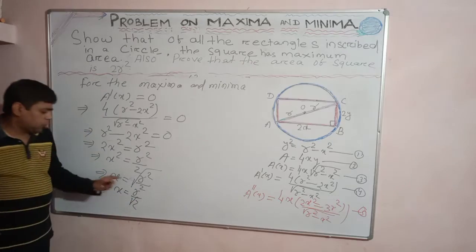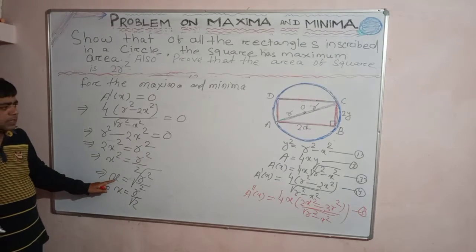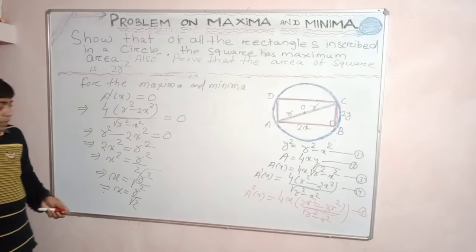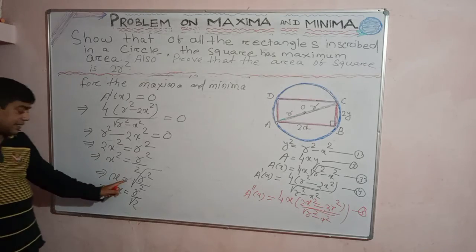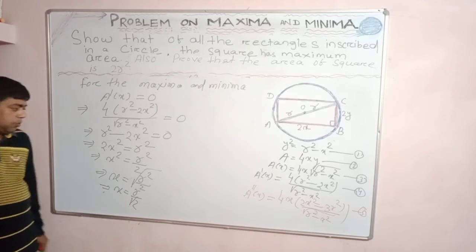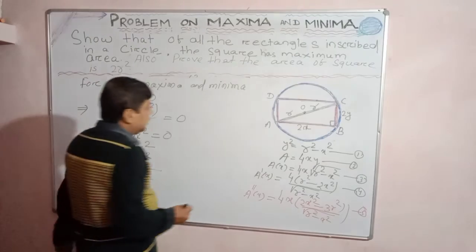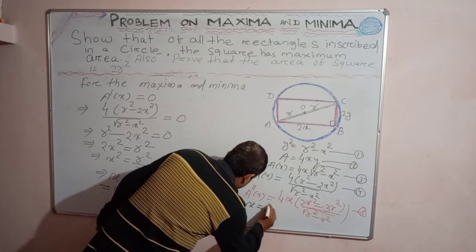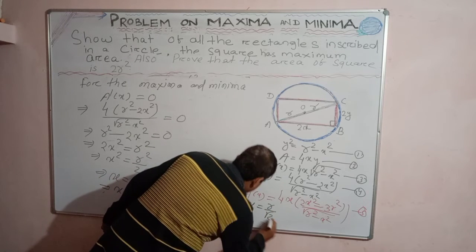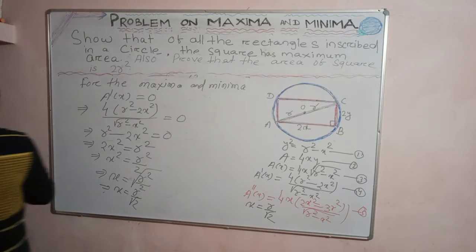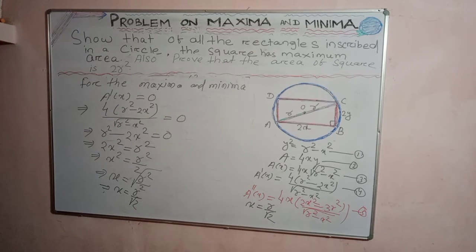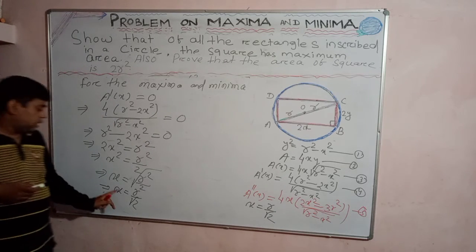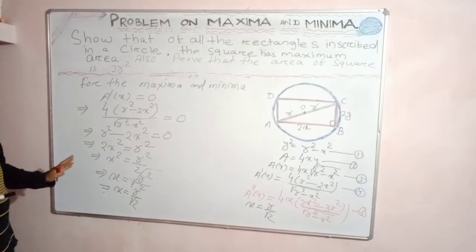You have to take only the positive value because x is the length of the rectangle, and distance is always positive. So you have to discard the negative sign and take only the positive sign. So we got x is equal to r upon root 2, and x is equal to r upon root 2 is the only critical point of the given function.